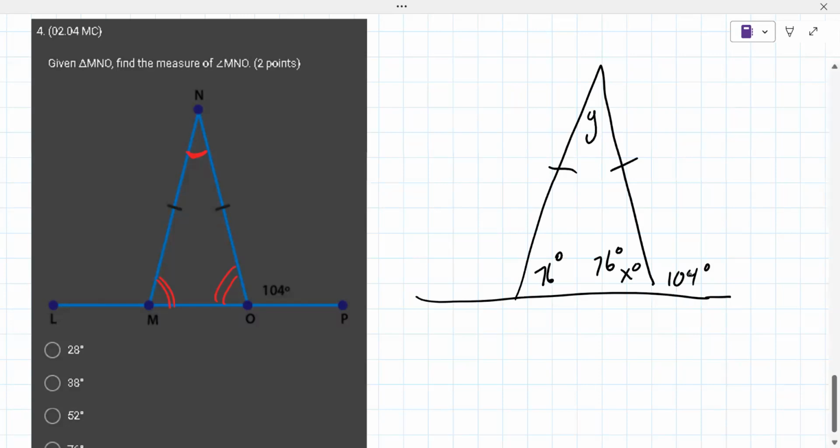So what is the top angle up here? How do you find that? Adding the two 76s together, and then subtracting it from 180, and I got 28. There you go. There's your answer. All right. Well done.